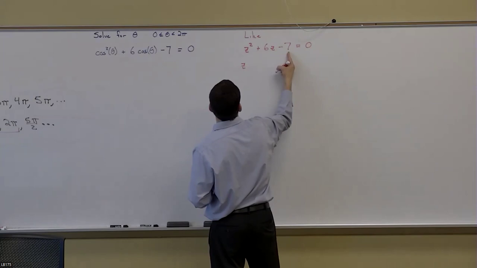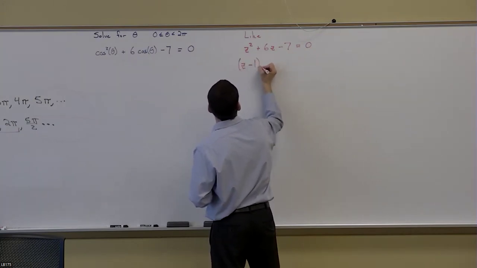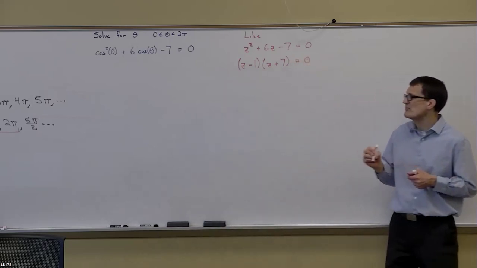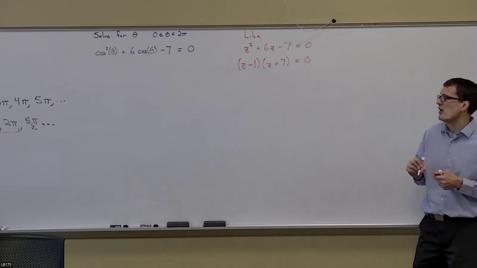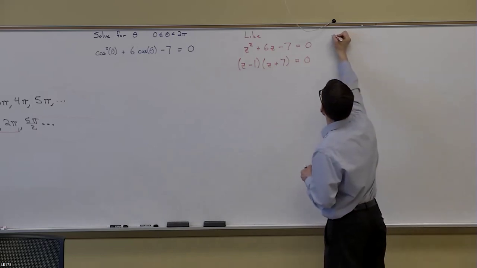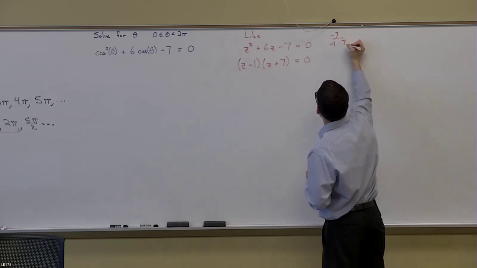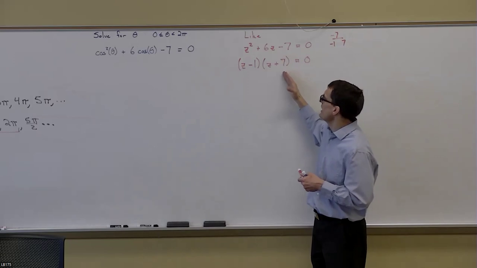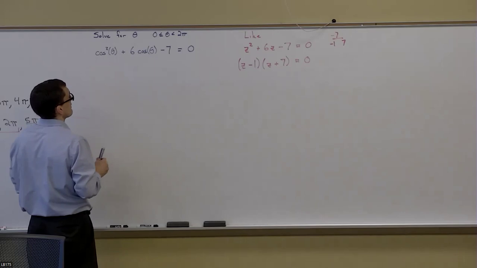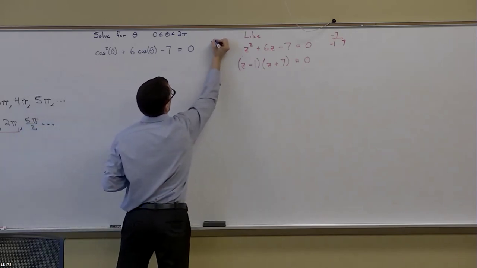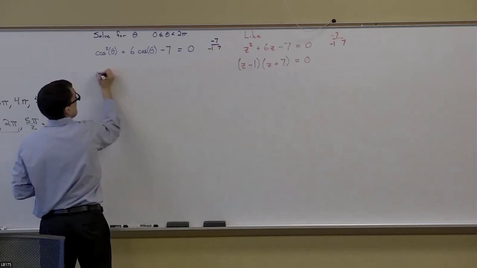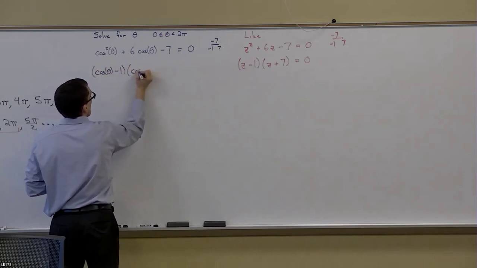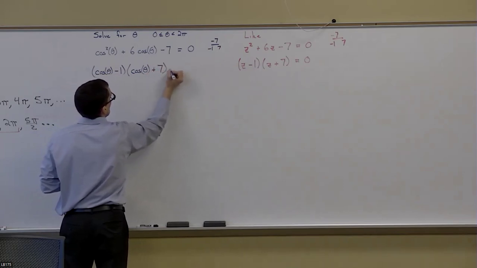And hopefully we factor -7 into a z minus 1 times a z plus 7. Let me rephrase that. Factors of -7 that add up to a +6 are -1 and +7. Those add to a +6. So in the same way we factor that, we would factor this. We would say factors of -7, -1, +7. So I do cosine of theta minus 1 times cosine of theta plus 7 is equal to 0.